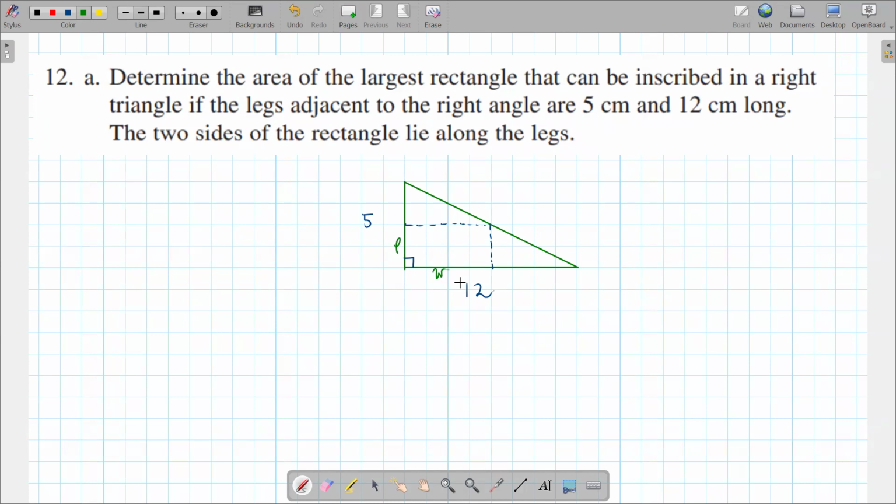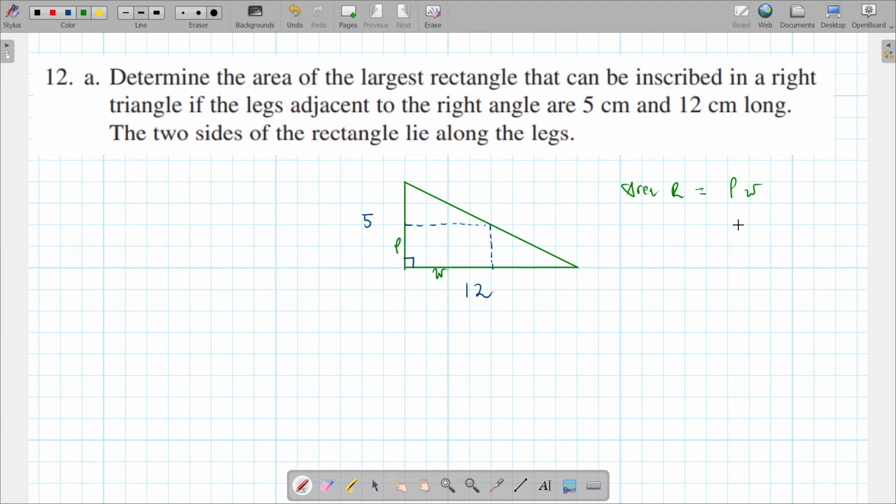Now what? What's the area of the rectangle right now? LW. Can we take the derivative of this? No. Ideally you want to take the derivative of one thing, right? And then set it equal to 0.